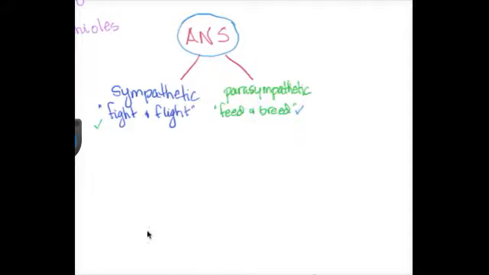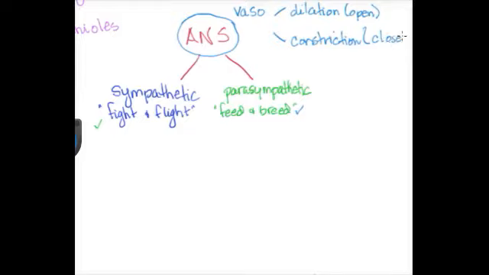Now, when we talk about opening a blood vessel or closing a blood vessel, the proper words for an open blood vessel or a relaxed blood vessel is vaso, meaning vessel, and dilation means to open, and constriction, which of course means to close, or tighten would be another word.